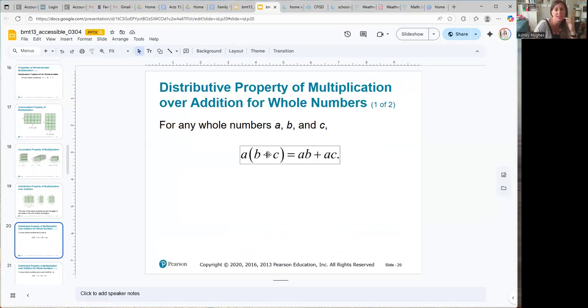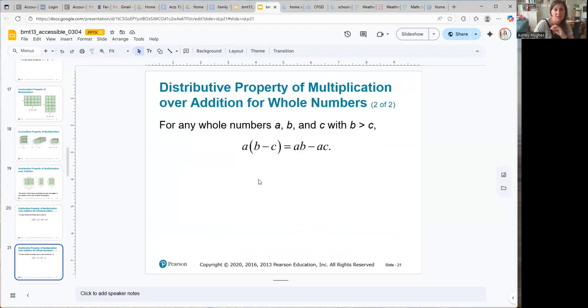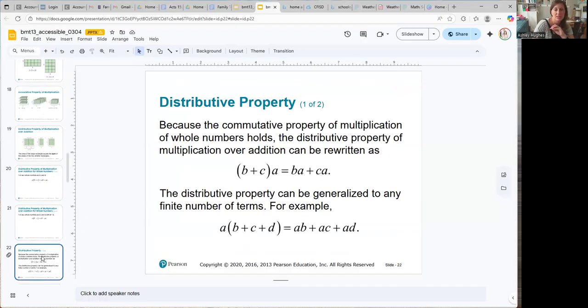A times (B plus C) is A times B plus A times C. Same for subtraction. And then this is the distributive property again, where you can distribute it into multiple terms.